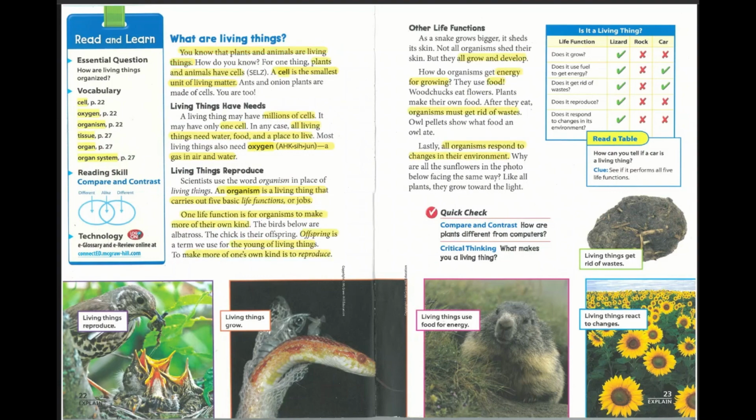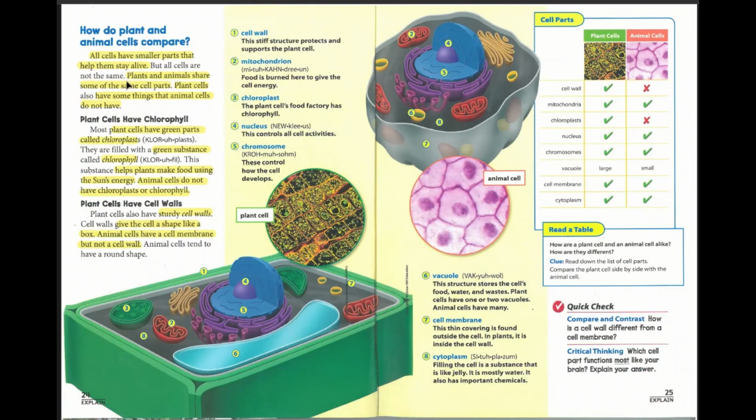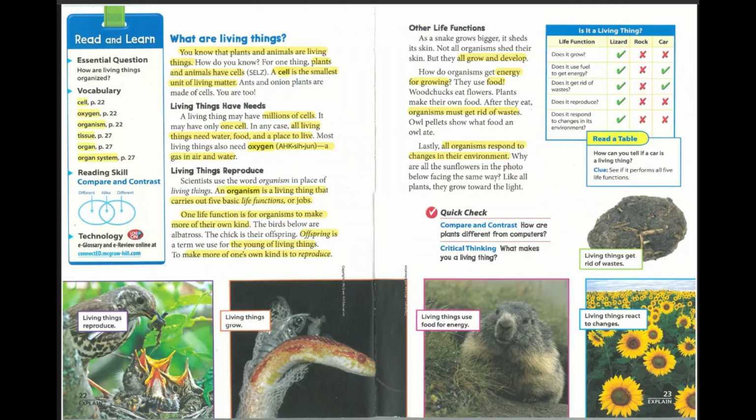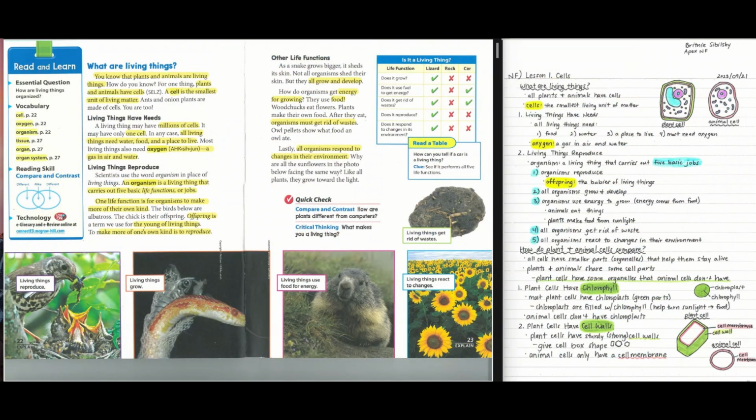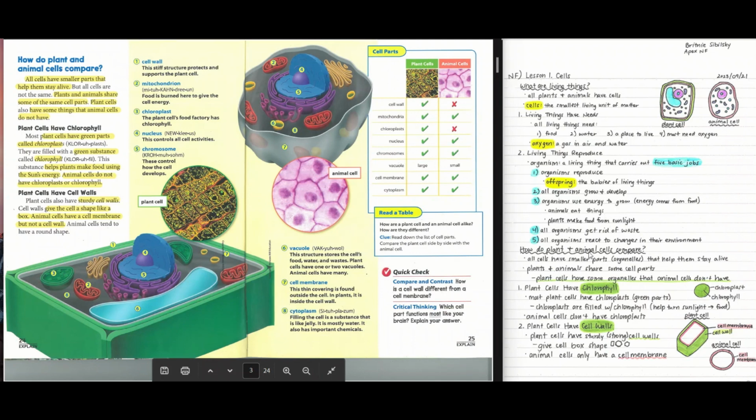Now, once you've gone and highlighted everything that you think is important, the next step is to take the notes. So we have 2 pages here, and we have 2 more pages here where we have highlighted the important information to take notes on. Now we are going to write things down. Once you've taken your notes, in the end, they're going to look a little something like this here on the side. So this is covering what are living things, which is on page 22 here. And it's also covering how do plant and animal cells compare, which is on the next page here.